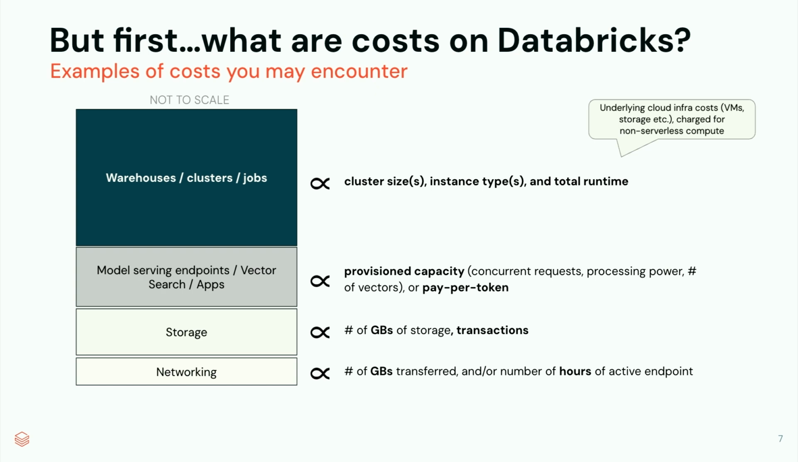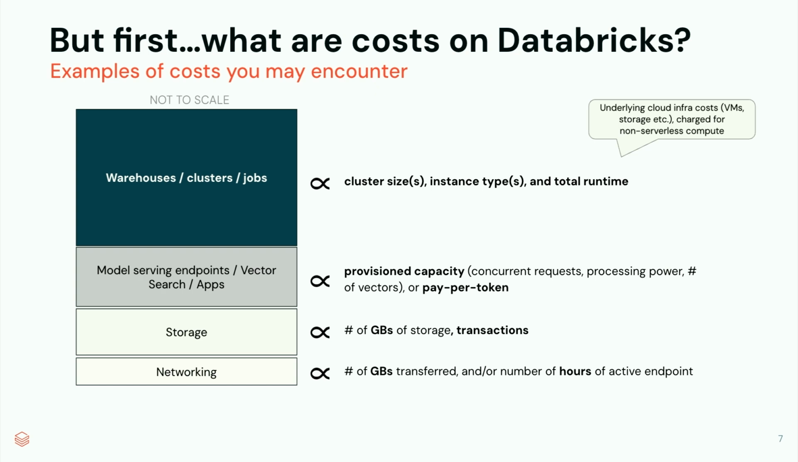And going down again, these are maybe smaller line items you're seeing on your bill, but just so you're aware, if you're using any of the default storage product offerings at Databricks, those costs will be proportional to the overall storage costs, as well as the number of API transactions that you might be hitting against those storage buckets. If you're using networking, the cost there will be proportional to the number of gigabytes that are transferred, or if you're using something like Private Link, even the number of hours that the active endpoint is available.